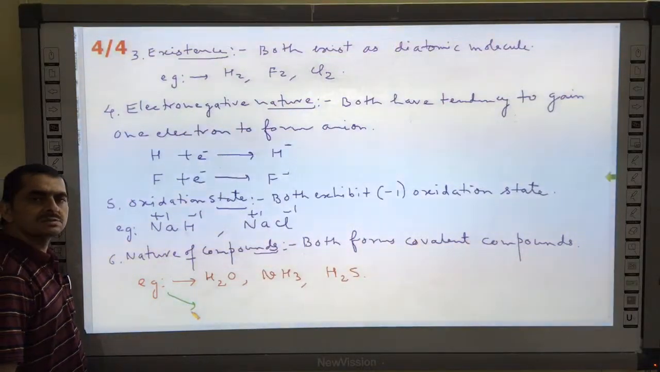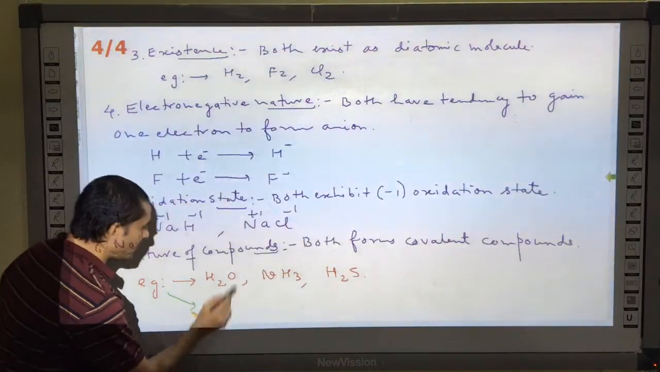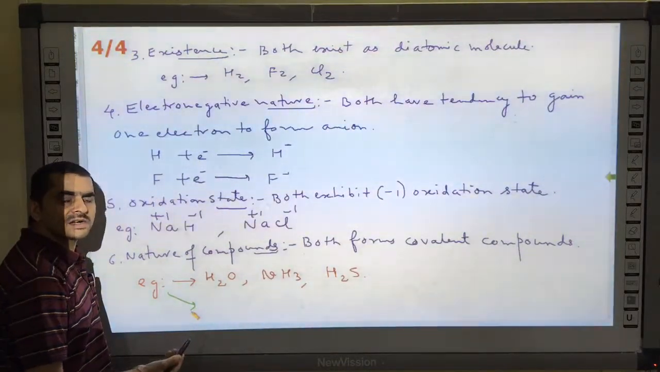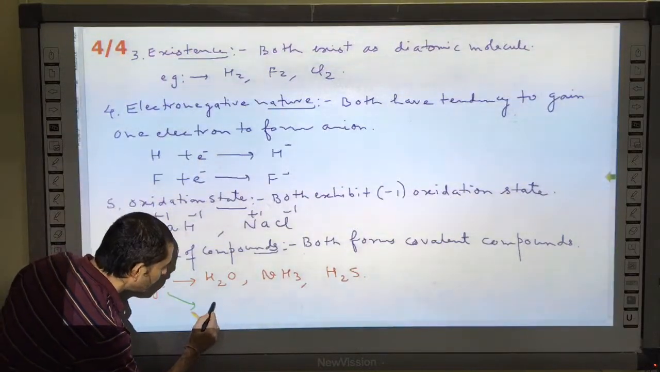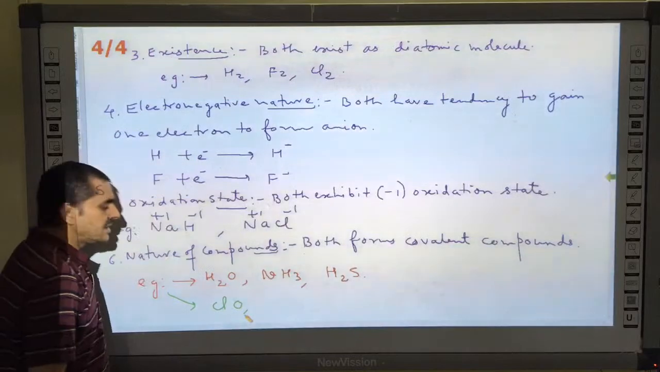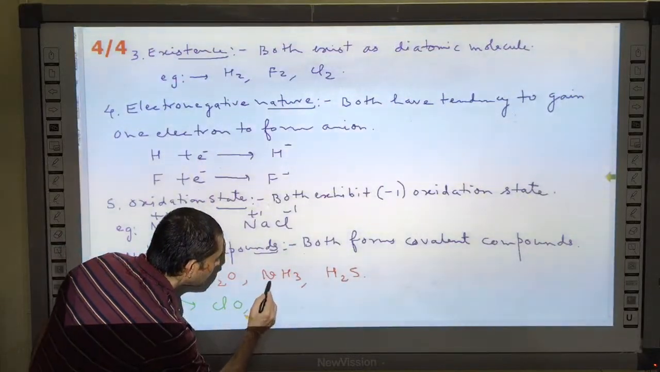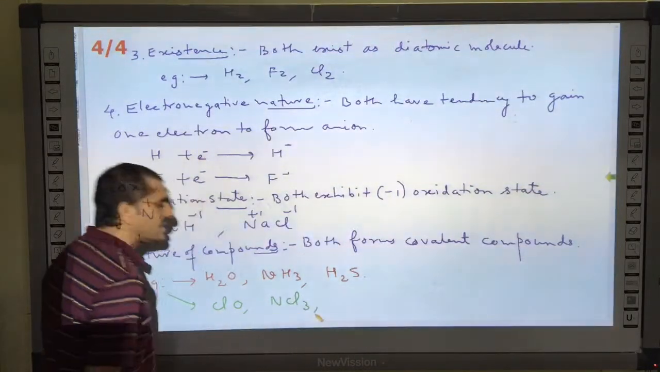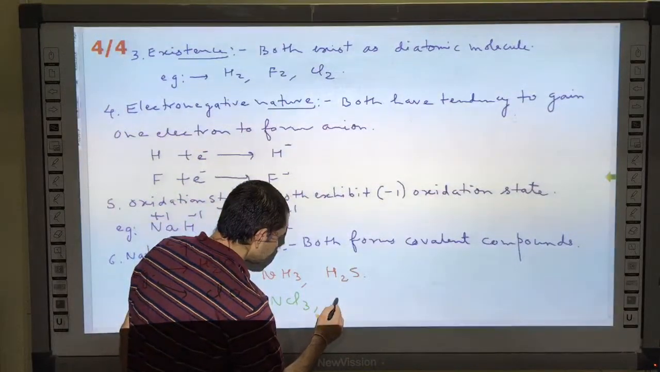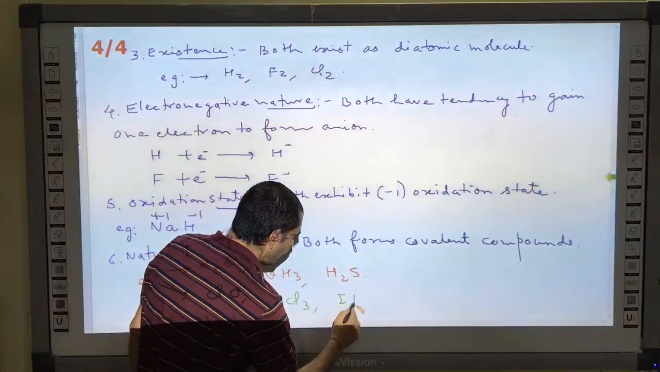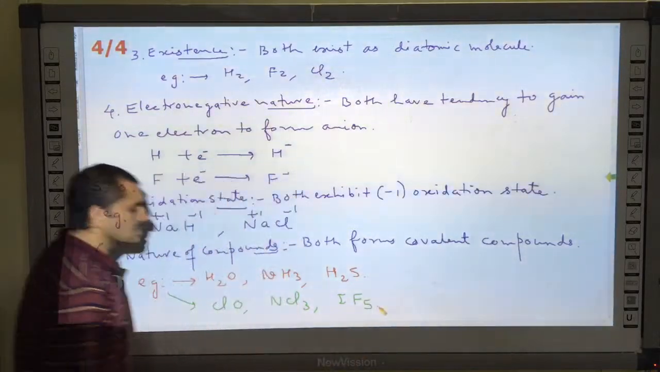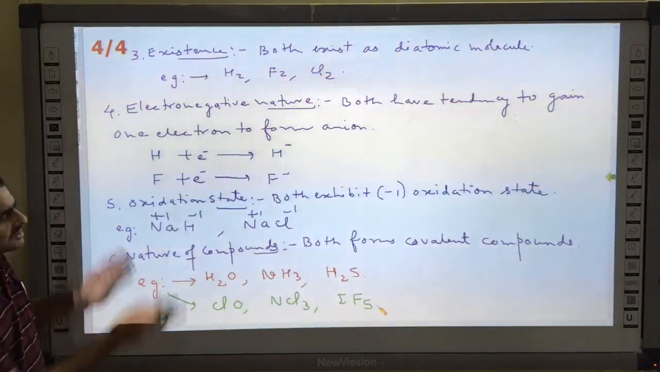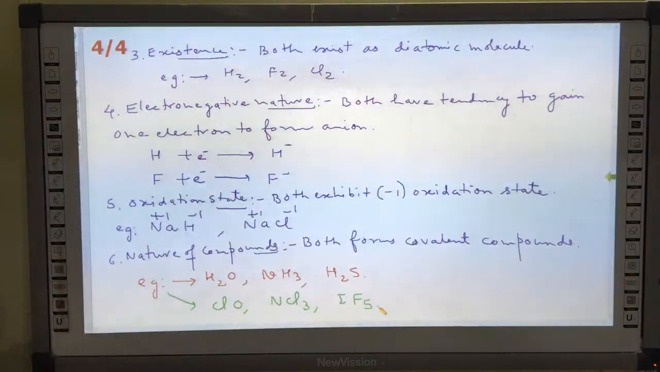Then similarly, can you write covalent compounds of halogens? You replace this hydrogen by halogen, you will get the covalent compound of halogens. Suppose we write ClO, it is a covalent compound, and Cl3, it is a covalent compound. IF5, it is a covalent compound. So both are forming covalent compounds. So we have seen a number of properties in which hydrogen is resembling alkali metal as well as halogen.